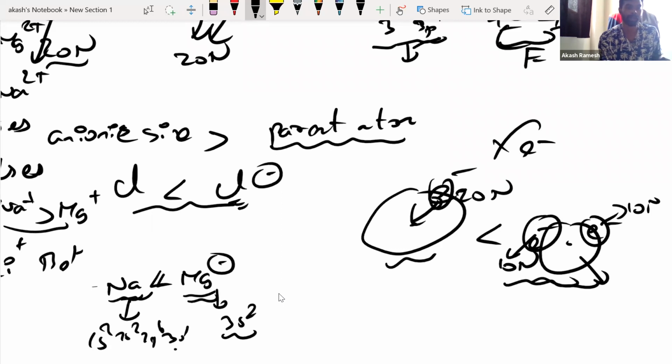Thereby I can say that in Cl minus, when you add an electron, the nuclear charge little decreases. It just distributes among the electrons when you add it. Thereby the nuclear charge decreases and the size increases.